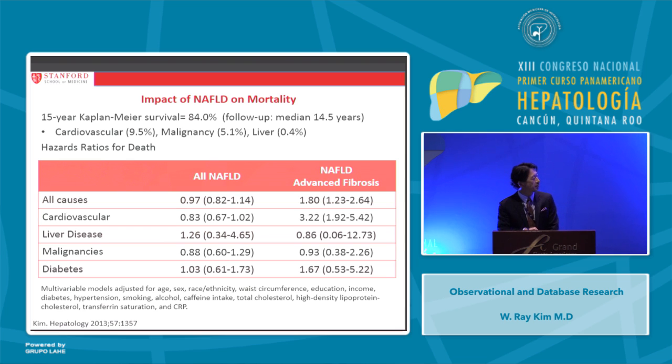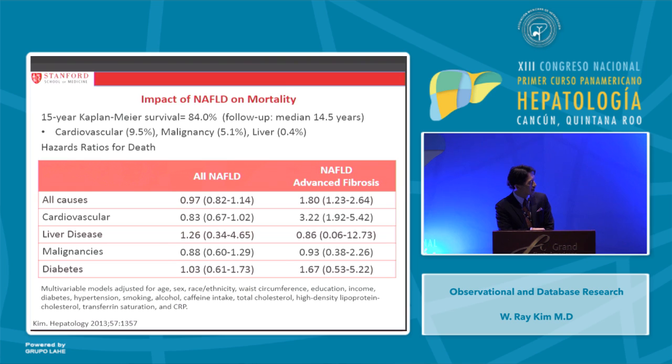But when we looked at people with advanced fibrosis, then something significant showed up. For those of you who, I'm sure you know this, when you look at the confidence interval, if that includes 1 in between, that is not statistically significant.